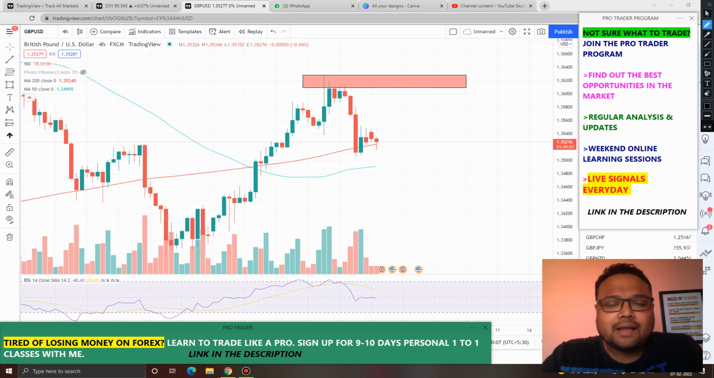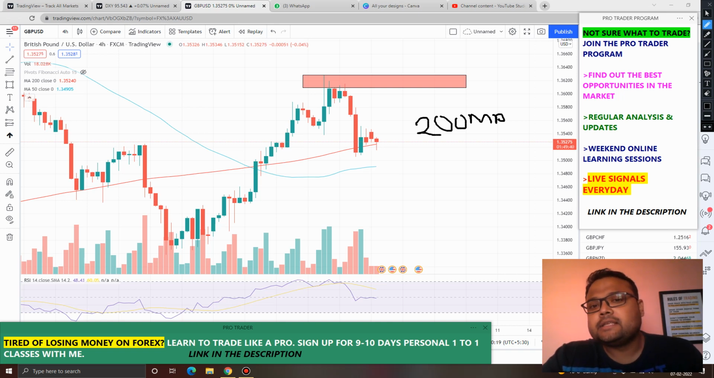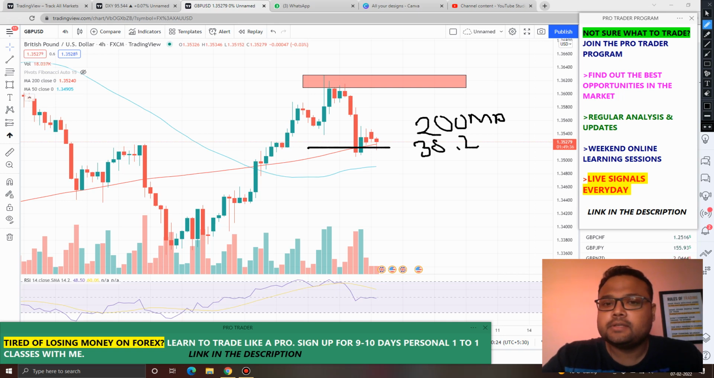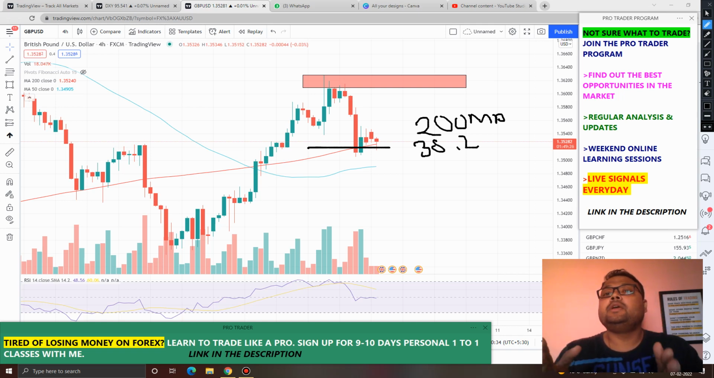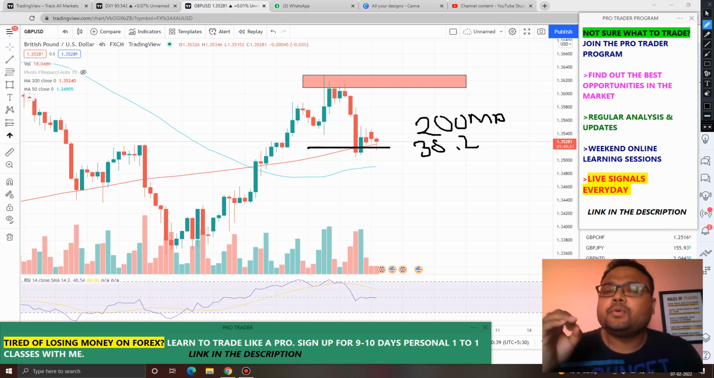Right now, the market is standing at the 200 period moving average. In my chart, the red line is the 200 period moving average, and the market is trying to take support here, and this is also the Fibonacci 38.2% retracement level. So as a result, the market is trying to bounce here. If you already have a buy position, then yes, you can continue with the buy position. But if you are looking for a fresh buy position on GBP USD, if you really want to take it, you can take it with proper risk management.